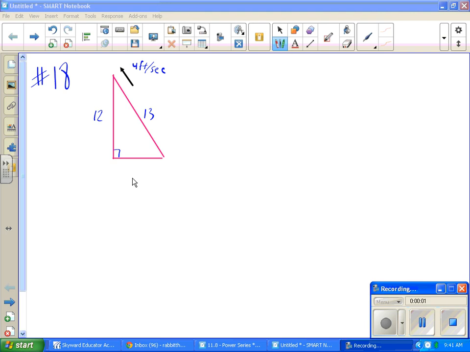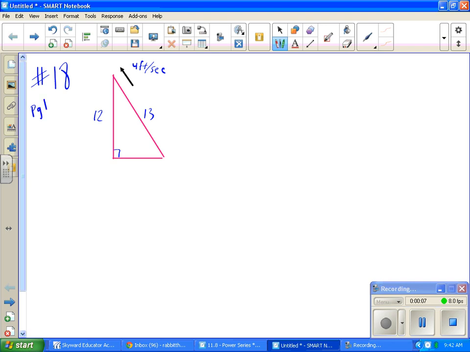This is for 2.8, number 18, which is on page 195. They actually give me a picture for this one, so I kind of made that picture. It says, a boat is pulled by a winch on a dock, and the winch is 12 feet above the deck of the boat. See figure, so this is our 12 here. It pulls the rope at a rate of 4 feet per second.